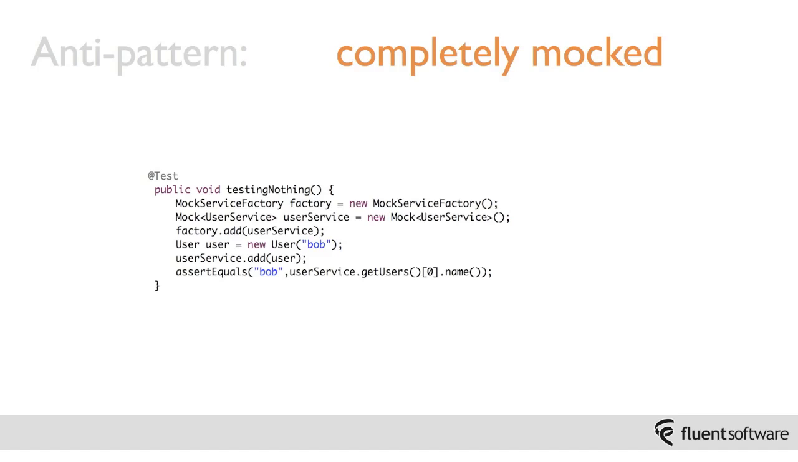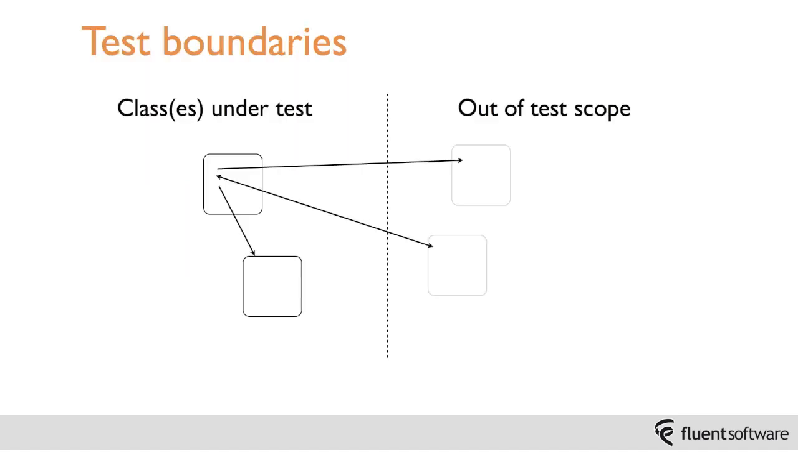Now, this is quite often caused by not really sitting down and thinking about or understanding the boundaries of your test. So when you're writing a test, it's important to think about the classes that you're testing, the classes that contain the behaviour you're trying to validate, and think about the dependencies those classes have. And those dependencies are things you might want to mock, stub, or use some other kind of test double with. And those are out of the test scope. You're not trying to validate those. Those are just there to support your test.